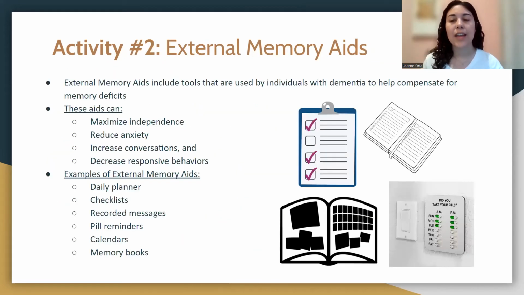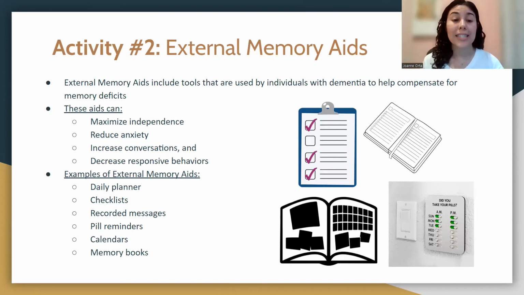The second activity that can be done with this particular patient to target the goals is an external memory aid. External memory aids include tools that are used by individuals with dementia to help compensate for any memory deficits. These aids can do a lot of different things like maximize their independence, reduce anxiety in certain situations, increase conversations with both familiar or unfamiliar conversation partners, and decrease responsive behaviors like them repeating themselves over and over again.